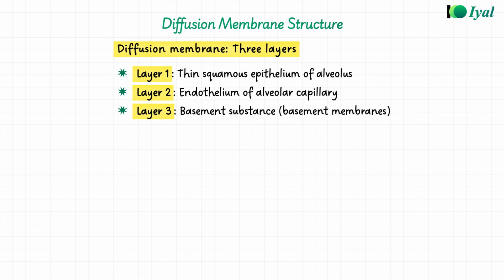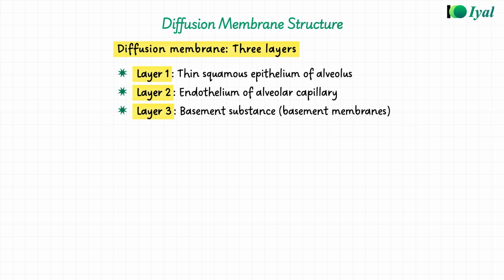Now let me tell you about the barrier between air and blood. It is called the diffusion membrane and it has 3 layers. First layer is the thin squamous epithelium of the alveolus. This is the wall of the alveolus. Second layer is the endothelium of the alveolar capillary. This is the wall of the blood vessel surrounding the alveolus.